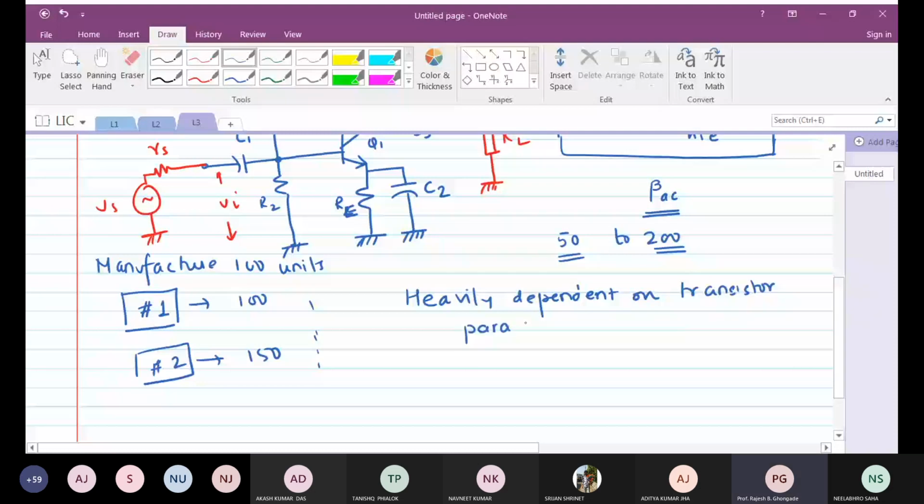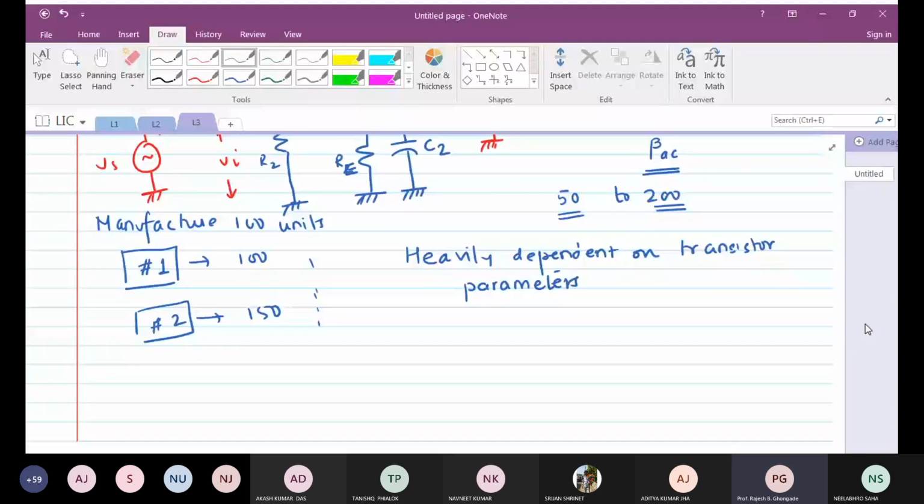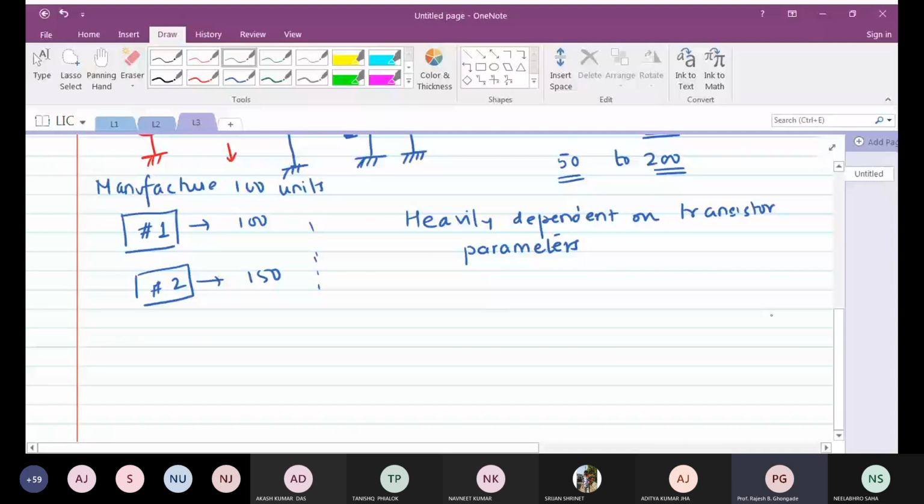Well, we found out the solution for that also. What is the solution? We want to make the voltage gain independent of the HFE or beta AC, right? So what we did, we have already done this, we used the beautiful concept of negative feedback.